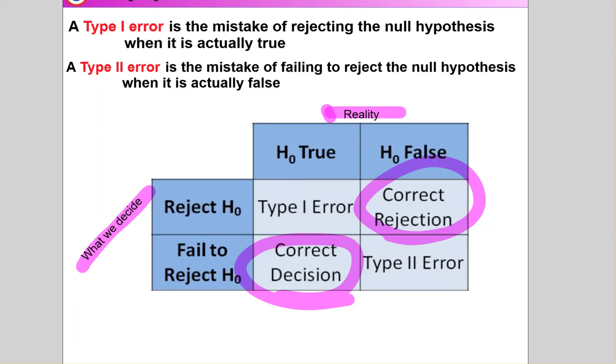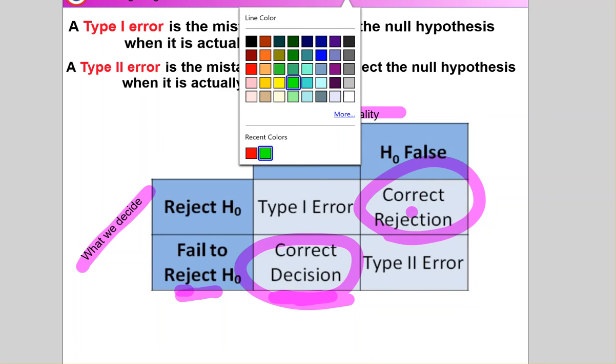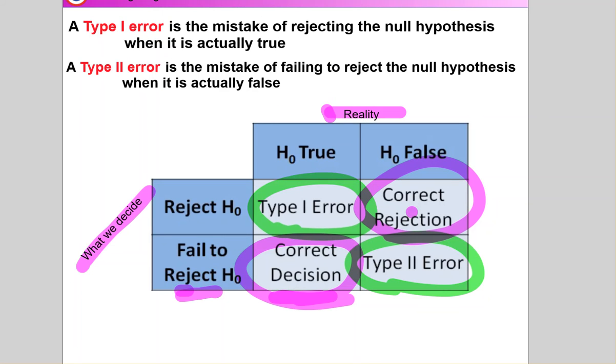versus the reality. So in this case, I rejected it and I should have. That's the correct answer. I failed to reject and I should have. Correct answer. So those two categories we don't worry so much about. They're not errors. They're the correct answer. What we're really going to focus on here is these errors that you make if you reject when it was actually true or you fail to reject when it was false.